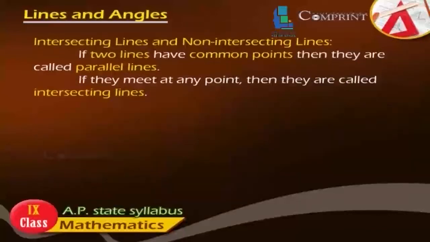Intersecting lines and non-intersecting lines. If two lines have no common point, then they are called parallel lines. If they meet at any point, then they are called intersecting lines.